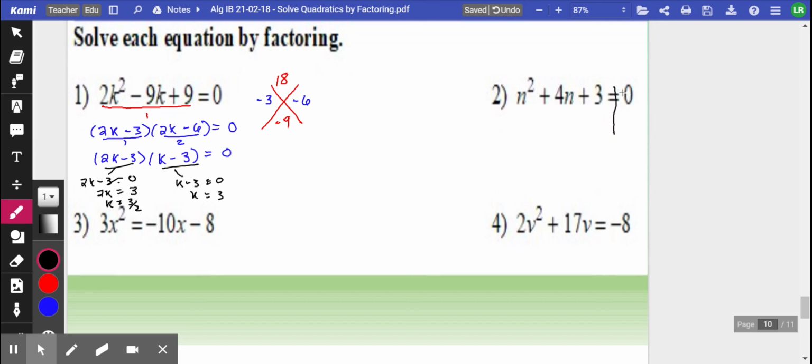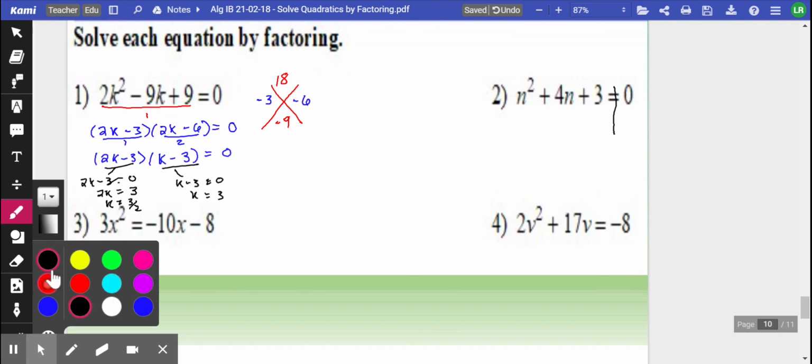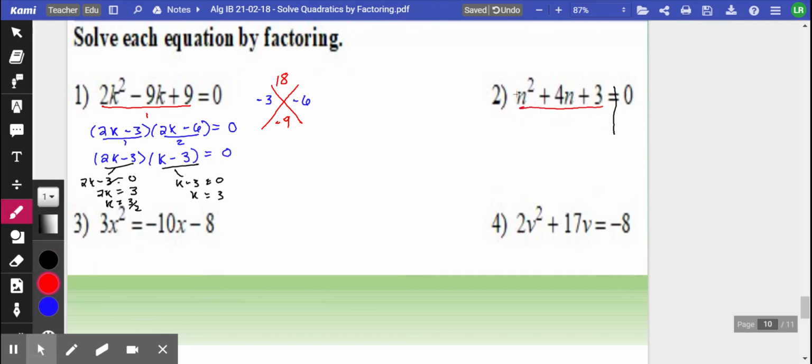For number 2, it already says equals 0. I'm going to use the shortcut method on this one. So when it's done, get your magic numbers. Multiplies to be 3, adds to be 4. It means my numbers are 1 and 3. And I do it. Opposite of 1 is negative 1 divided by my a value. So negative 1 is one of the answers. Opposite of 3 is negative 3 divided by an a value. And there's my other answer. Negative 1 and negative 3 as my two solutions.